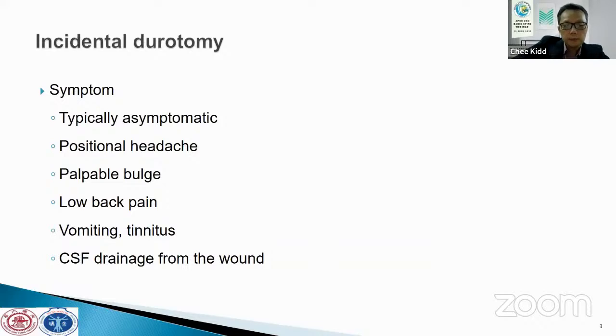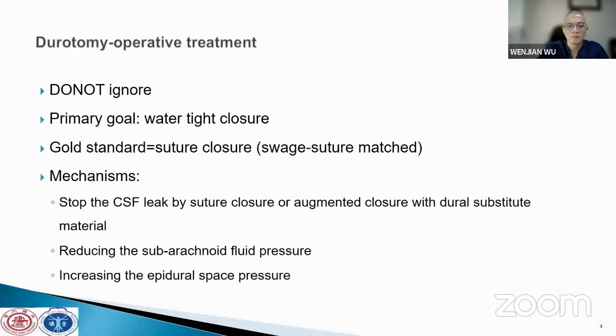Luckily, most patients with a dural tear have no symptoms. Some patients may have positional headaches or vomiting. Most of all, CSF leak can make wound healing very difficult. For the management of incidental durotomy, the most important thing is that you should not ignore it when it happens. You cannot take chances but must deal with it positively. The management mechanisms include stopping the CSF leak by suture closure or augmented closure with a dural substitute material, reducing the subarachnoid fluid pressure and increasing the epidural space pressure. The primary goal of the management is watertight closure, and the gold standard is suture closure.